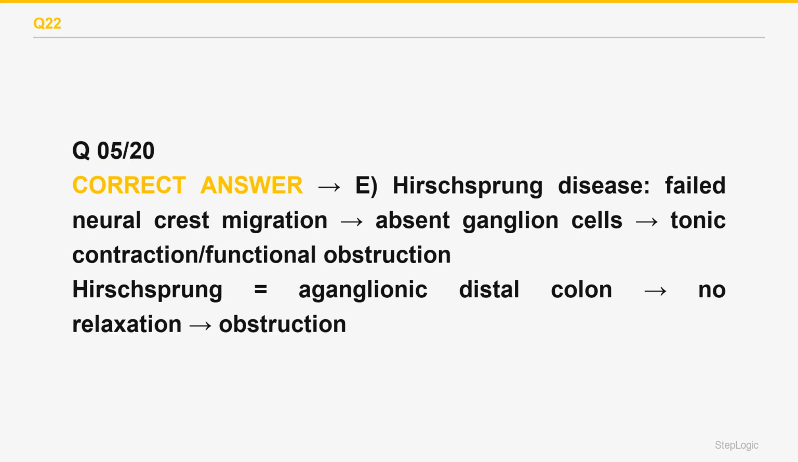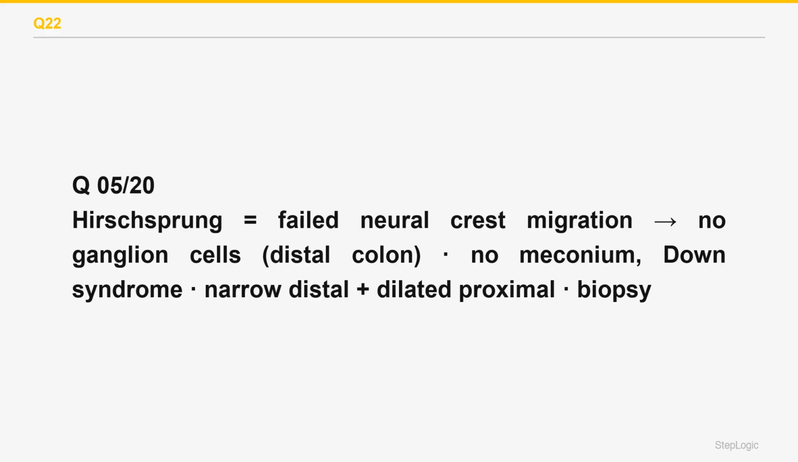The correct answer is E. The classic presentation is a newborn who fails to pass meconium in the first 48 hours, with abdominal distension and bilious vomiting, associated with Down syndrome. Paradoxically, the aganglionic distal segment is narrow and cannot relax, while the proximal normal colon dilates, causing megacolon. The transition zone is key. Rectal suction biopsy showing absent ganglion cells confirms it. The failed neural crest migration causing aganglionosis and functional obstruction is Hirschsprung disease.